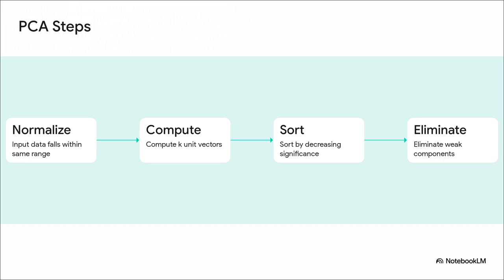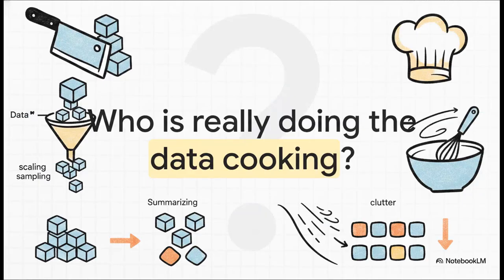We're just using the strongest components to reconstruct a really great approximation of the original data, but at a fraction of the size. Which leaves us with this thought to end on. We've seen exactly how we scale, chop, sample, summarize, and cut the clutter of data. Data preprocessing is clearly the invisible secret sauce behind every single successful machine learning model. But it makes you wonder, if an AI's so-called intelligence depends almost entirely on how meticulously humans prepare the ingredients beforehand, who is really doing the cooking?